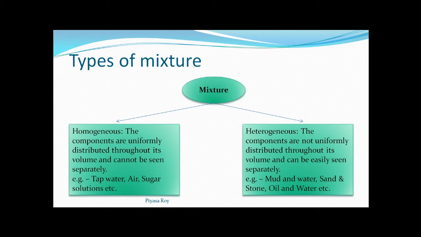They are not evenly distributed. Uniform distribution is not there. In the same manner, in an oil and water mixture, there also we can see two different layers of oil and water, because they are immiscible, they cannot mix together properly. So all these mixtures, all these examples, are heterogeneous mixtures.